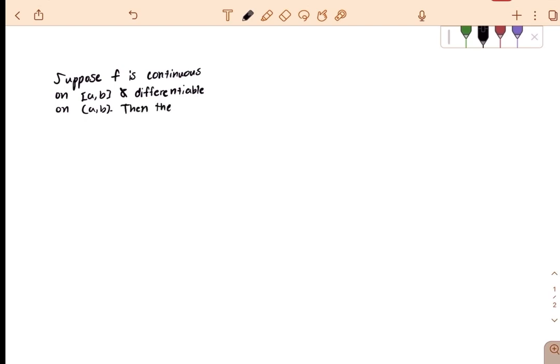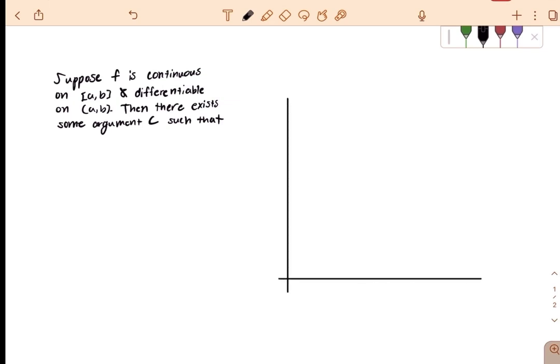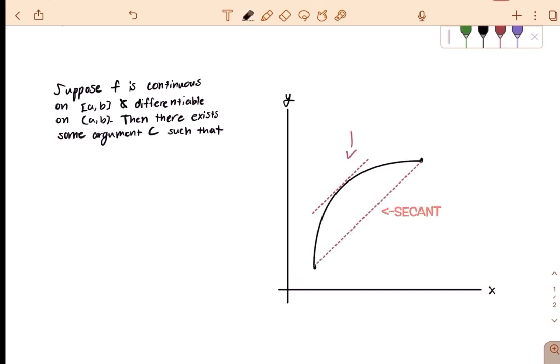That means that there exists some argument c, such that there is a tangent slope, also known as a derivative, somewhere on this curve equal to the secant slope. Now, so you can see right here, I'm going to draw the tangent slope that I think is probably equal to the secant slope.